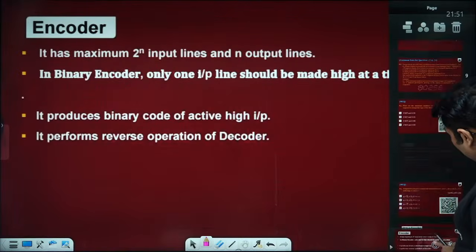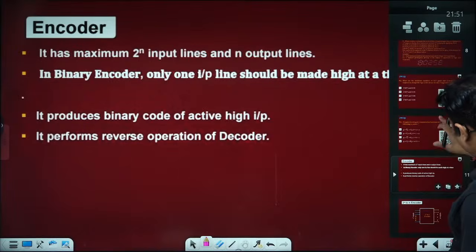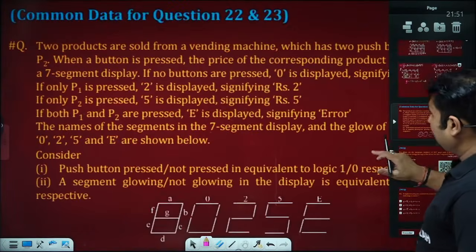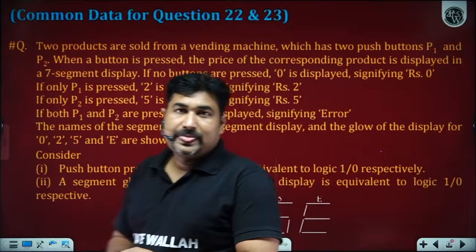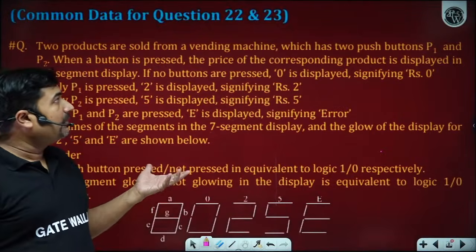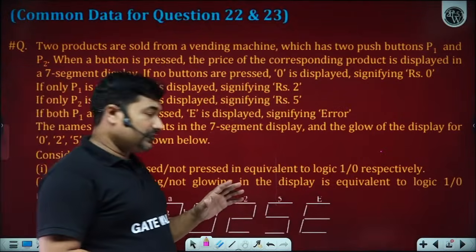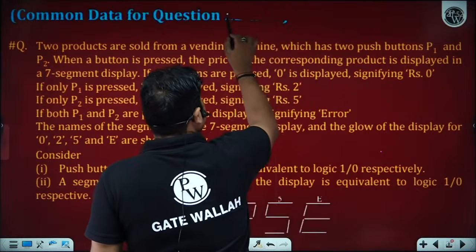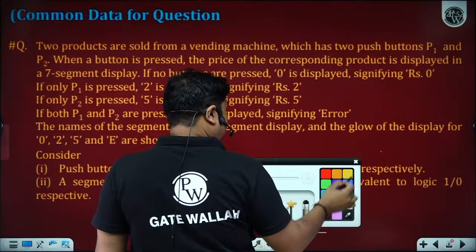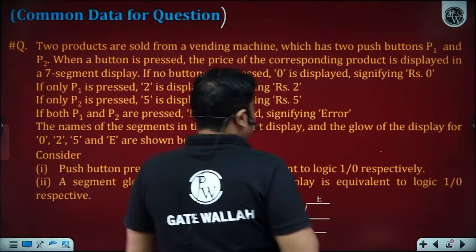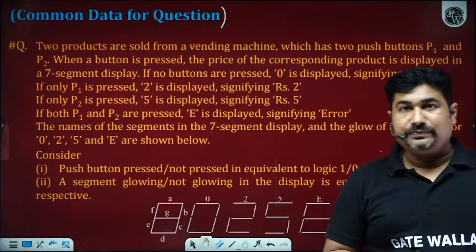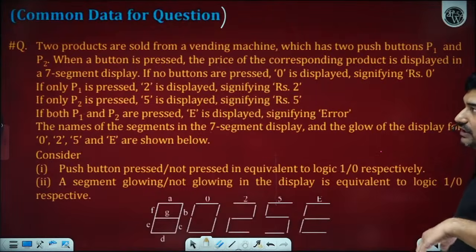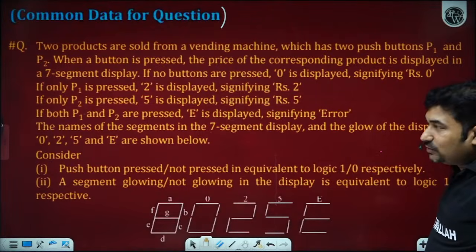In GATE 2009 electronics branch, a question is designed, and it's a common data question. Each question carries basically 2 marks. So please observe this question. This question is from your BCD to 7 segment display only.